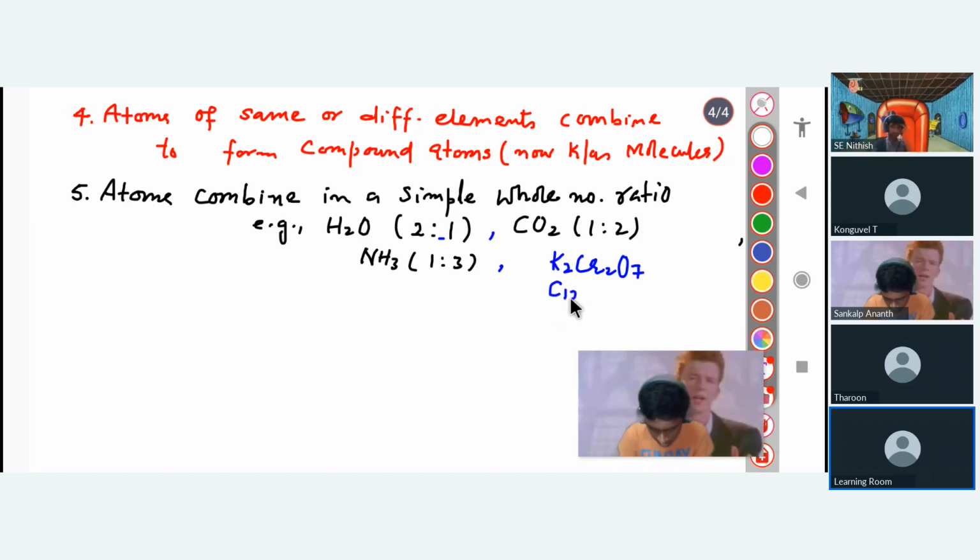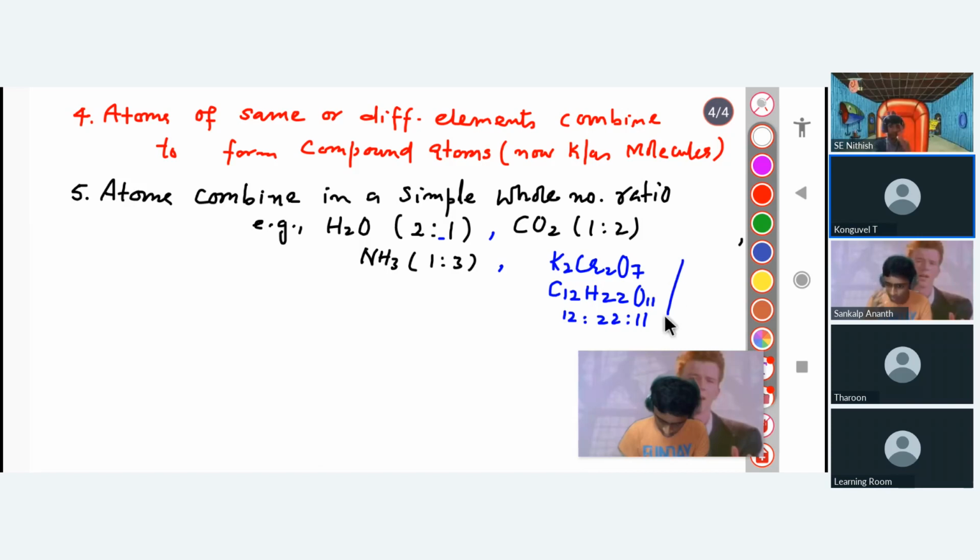Can you tell me the formula of sucrose? It is C12H22O11, right? Is it a simple ratio here? It is 12 to 22 to 11. Yes, sir, that is not a simple ratio. That is why I'm saying that it has limitations.